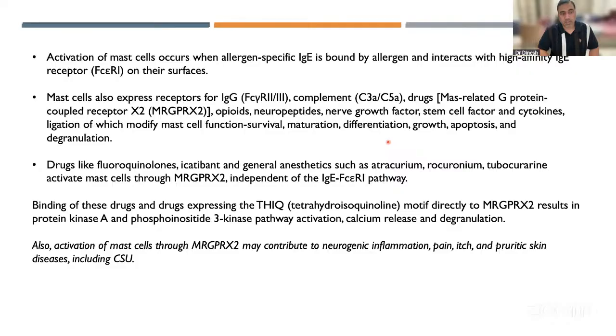Now, drugs like fluoroquinolones, icatibant, which is the one used for hereditary angioedema, and general anesthetics such as atracurium, rocuronium, and tubocurarine activate mast cells through this MRGPRX2, and this is independent of the IgE pathway. What happens in this pathway is that binding of these drugs, or the drugs which express this tetrahydroisoquinoline motif, directly binds to this receptor, resulting in protein kinase and phosphatidylinositol 3 kinase pathway activation, calcium release, and degranulation. The importance of this receptor is that besides anaphylaxis, in case of CSU also, chronic spontaneous urticaria, the activation of these mast cells through this results in neurogenic inflammation, pain, itch, and pruritic skin disease.